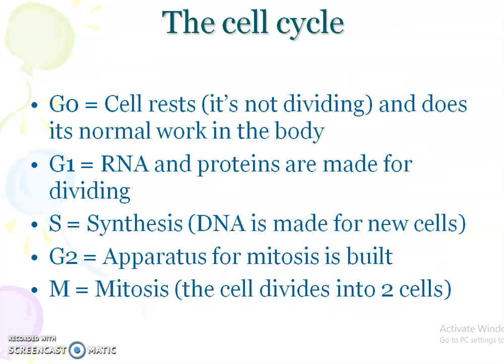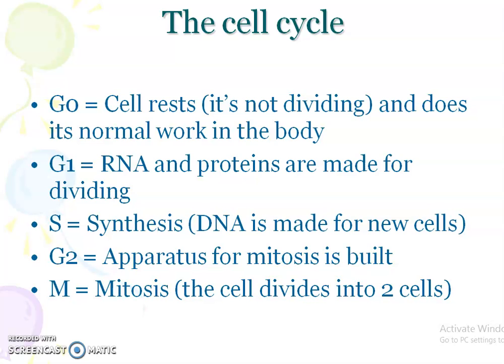So let us discuss the cell cycle. A cell cycle consists of 5 phases, from G0 to M. G0 is the resting phase. In G1, RNA and proteins are made. S phase is the synthesis of DNA for the new cells. G2 is the preparation for mitosis, and M is mitosis, where the cell divides into 2 daughter cells.